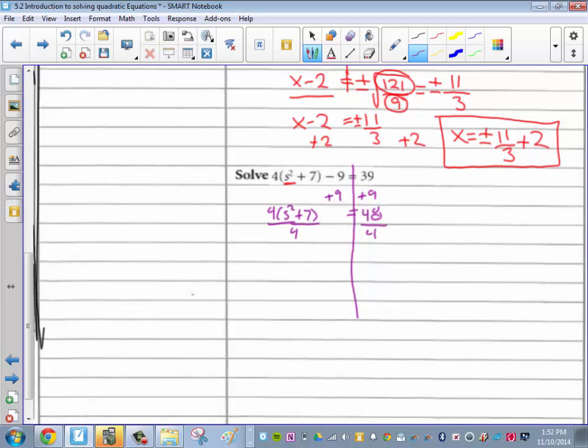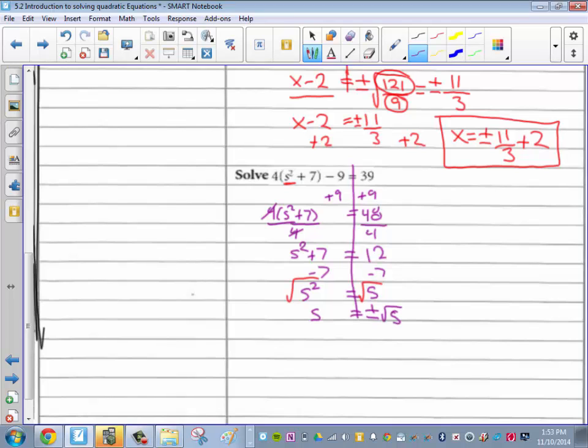By 4. That cancels that off here, so I have s squared plus 7 is equal to 48 divided by 4 is 12. Okay, now we'll subtract 7. That was a 7 on the inside of the parentheses. When we do that, I got s squared is equal to 12 minus 7, which is 5. Last step is take the square root of both sides. I like to do that in a different color. And so I got s is equal to plus or minus the square root of 5.